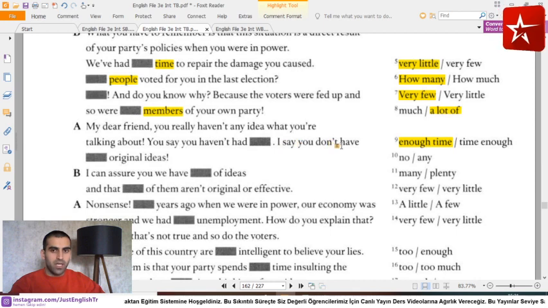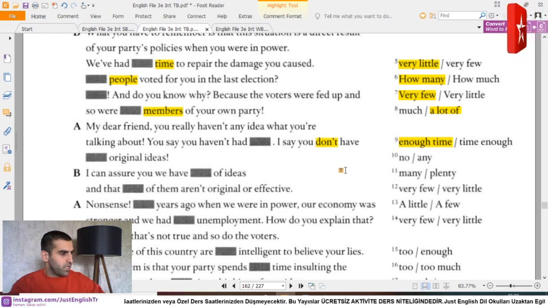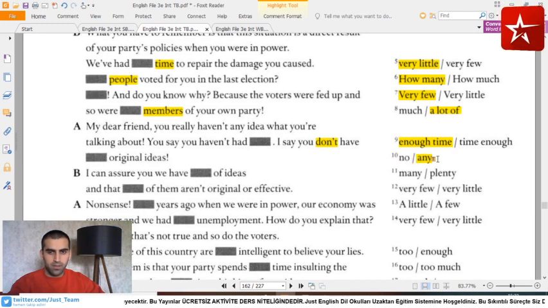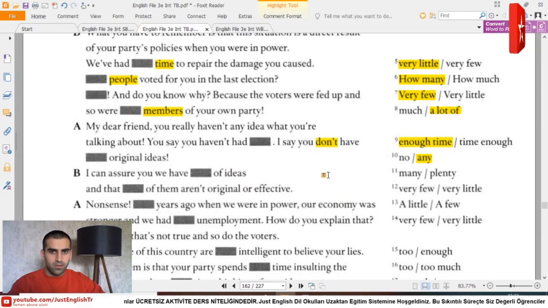I say you don't have no original ideas or any original ideas. Which one is correct? That's great. Irina wrote any, Mustafa wrote any. Yes, any is the correct answer because we cannot use no with not. Don't have any original ideas. Okay.